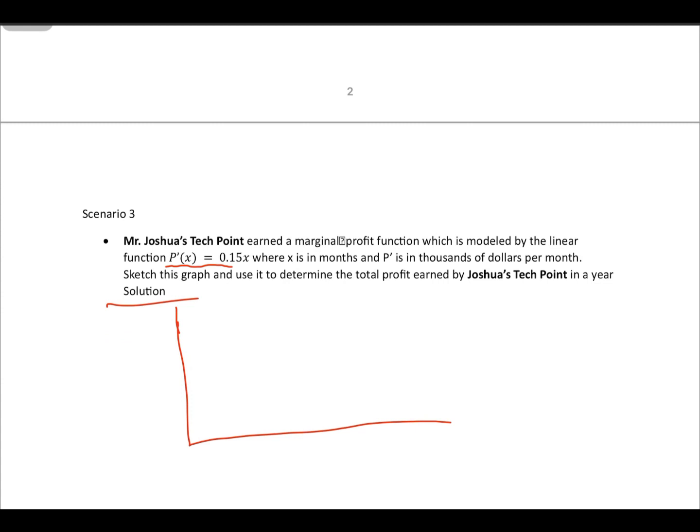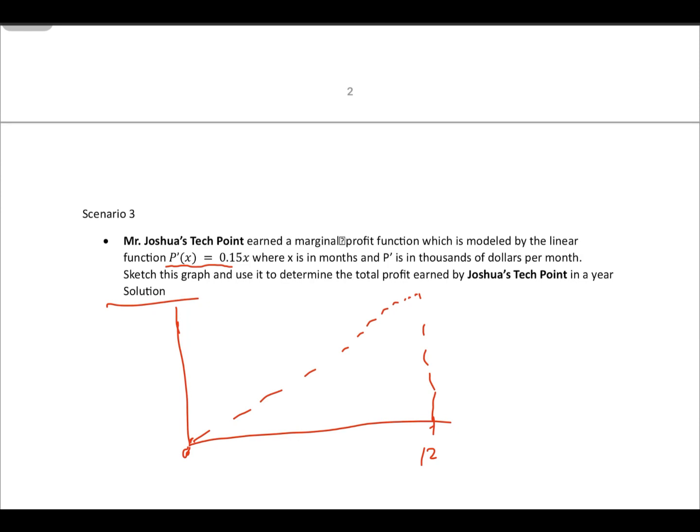At x equal to 0, y is 0, and then at y equal to 0, x is 0. So it will start from the origin. So if it's starting from the origin and they are asking us in thousands of dollars per month, sketch the graph. So in the year, how many months is in the year? So that's 12. That means your x is going to be 12, and then you are going to get something like this.